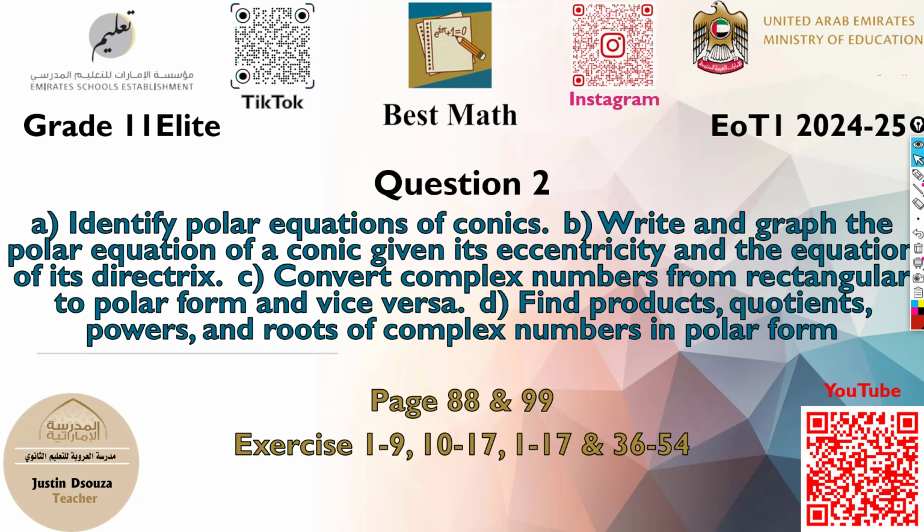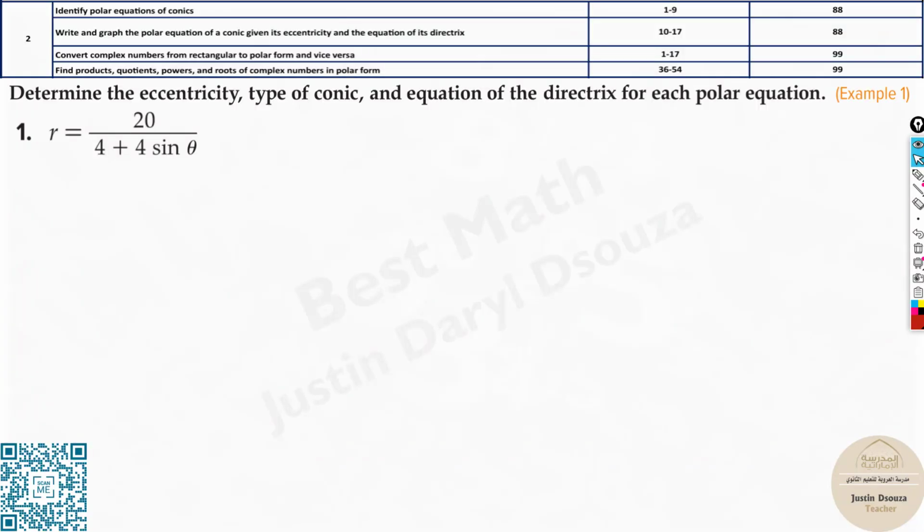Moving on to question 2, we have plenty of different types of topics here. We have polar equations, different types of conics, graphing polar equations. We also have De Moivre's theorem, imaginary form of polar equation, and distinct roots, I believe. We will do all the topics one by one. I will solve one question of each topic thoroughly, and the other questions must be solved by yourselves.